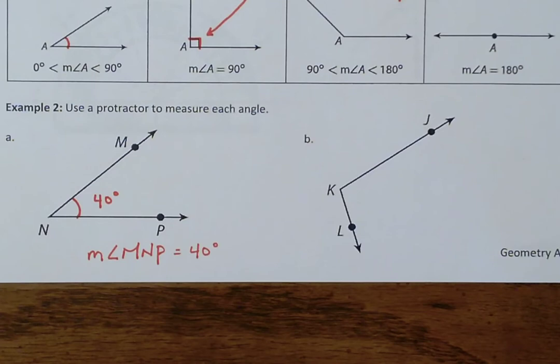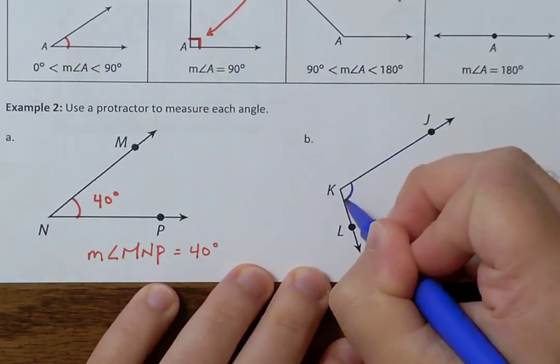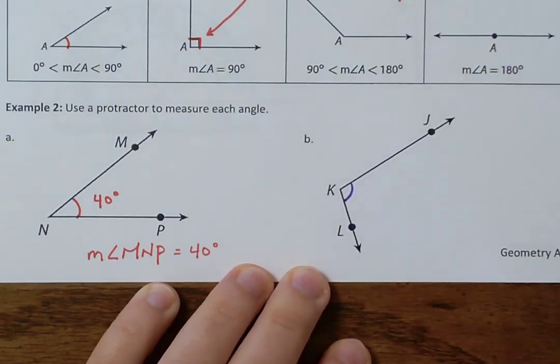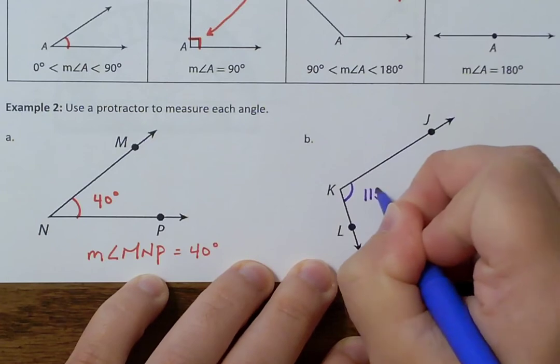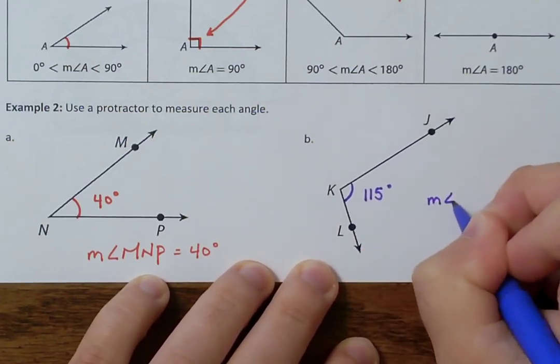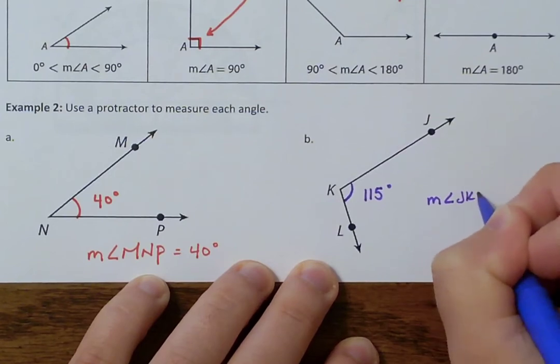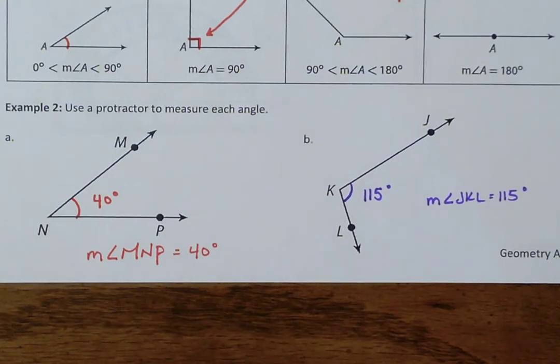Now, because this looks like an obtuse angle, that means that we're going to go with the number that's larger than 90. So it's going to be 115 degrees. So the measure of angle JKL is 115 degrees.